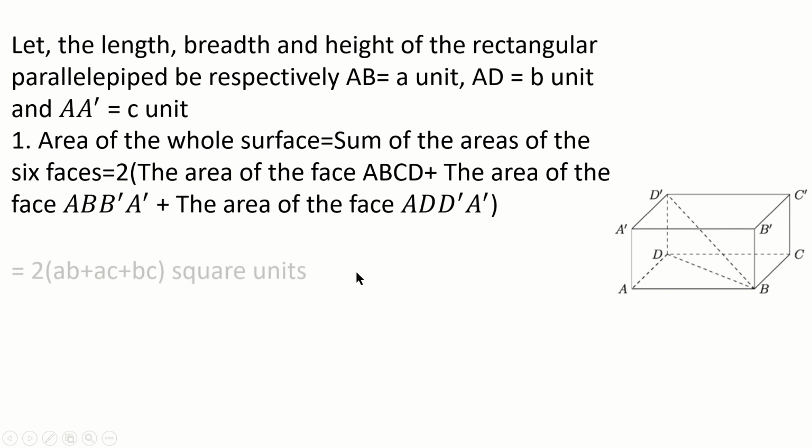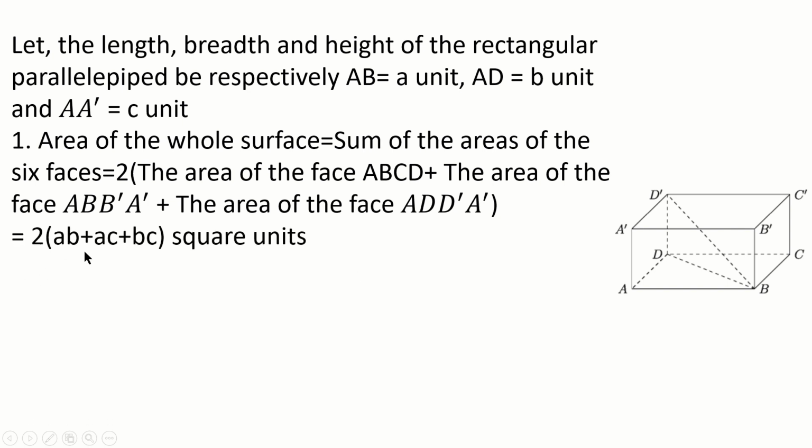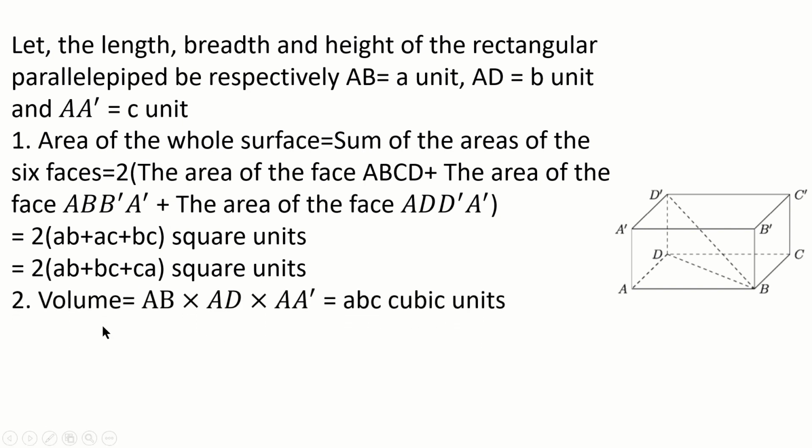So finally we can write 2 into AB plus BC plus CA square units. Clear? Now volume. Volume means length into breadth into height. Length AB, breadth AD or BC, height A prime. This equals ABC cubic units.